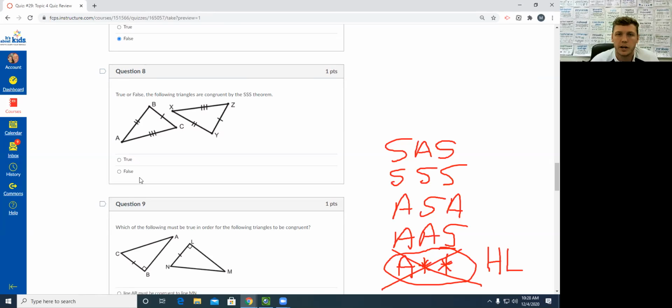All right, question 8, true or false? The following triangles are congruent by the side theorem. Okay, first off, is side one of our options? Yes, side is an option for congruency. Okay, so now we want to make sure that we actually have 3 congruent sides. So I've got 3 tick marks, 3 tick marks, 2 tick marks, 2 tick marks, 1 tick mark, 1 tick mark. So yes, it is true. They are congruent by side.